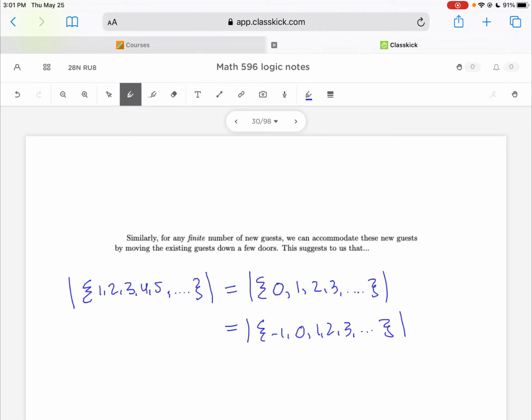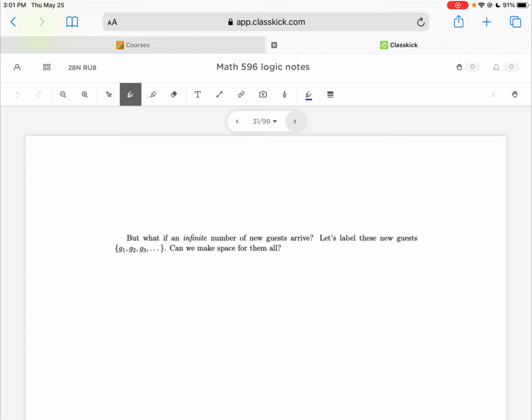Now, the question is, what if an infinite number of new guests arrive? So let's say we label these new guests G1, G2, G3, and so on. They're indexed by the natural numbers. Is it possible for us to make space for all of them? We can't use the same trick of just shifting everybody down n many units, because you'd have to pick a specific n. You need to give good directions to the people who are already in the hotel. You can't tell them to move down infinitely many doors because they don't know what room to go to.